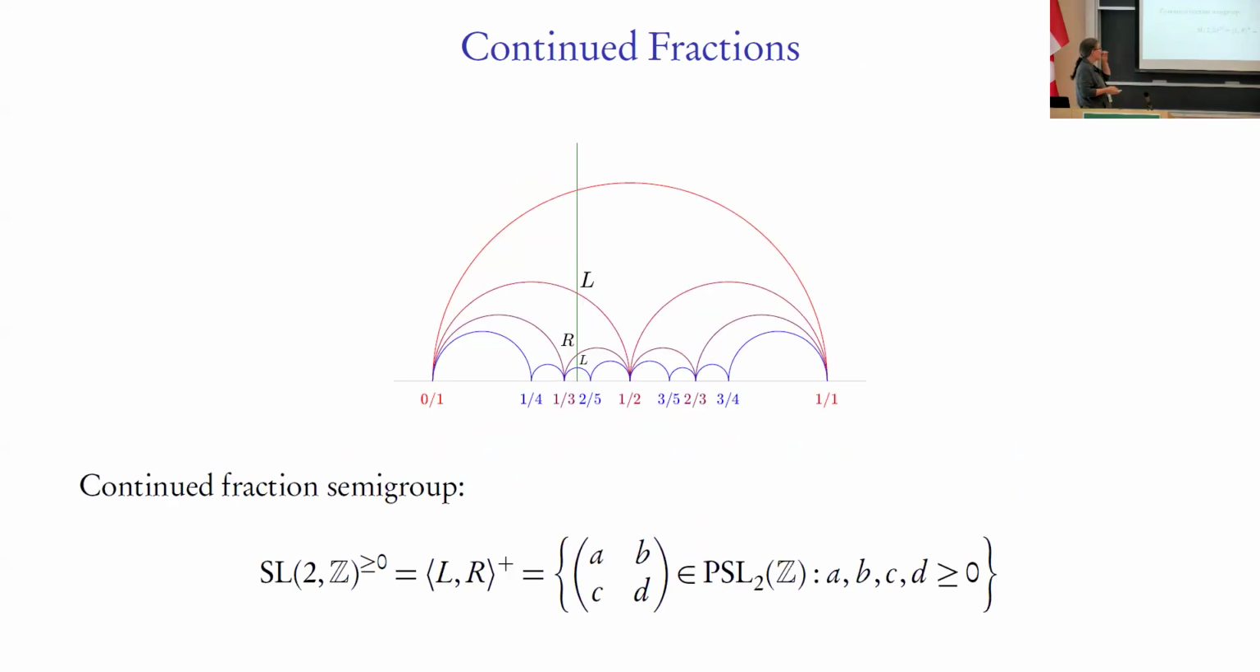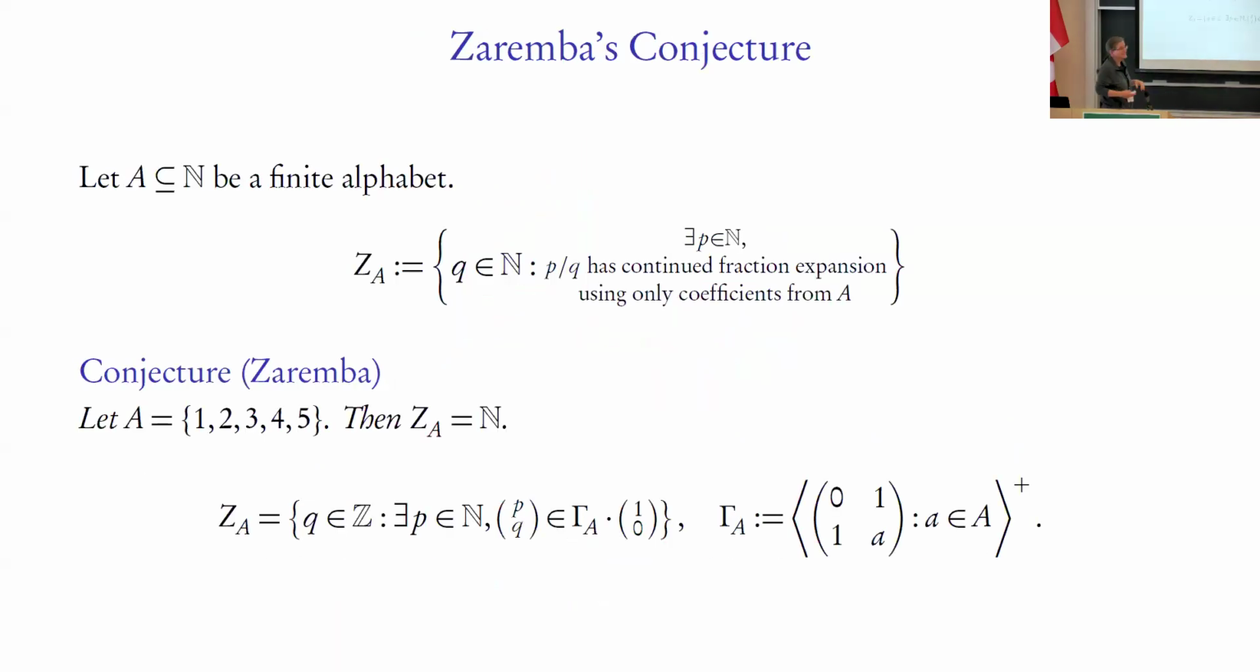Oh, right, I should have shown you the group here. So if I want to generate using L and R, just making words with positive exponents, so I'm not allowing negative exponents, then I'm generating the semigroup of those things. And that ends up being all of SL2Z where you allow only non-negative entries. So this is a semigroup. It doesn't have inverses. So everything lives inside here. But you might take a smaller semigroup inside there.